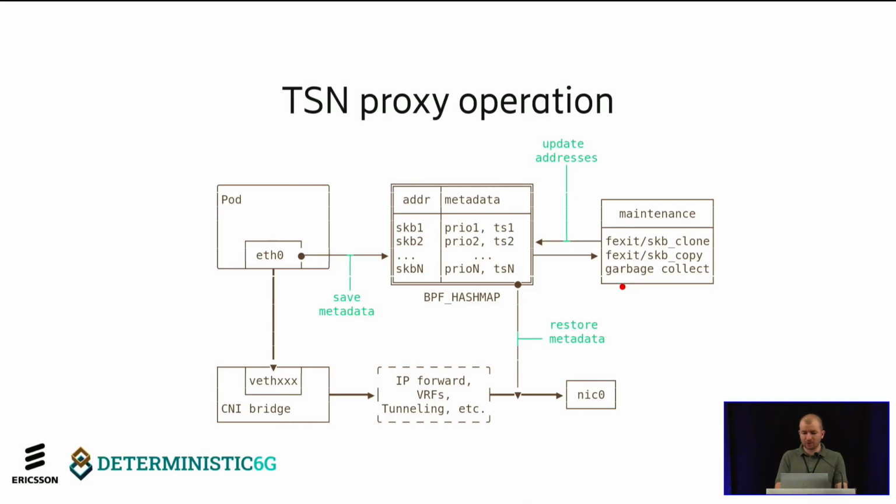And of course, we do garbage collection, since if a packet is dropped before it reaches the physical NIC, it would remain forever in the hash map, and we can't let the hash map grow indefinitely.